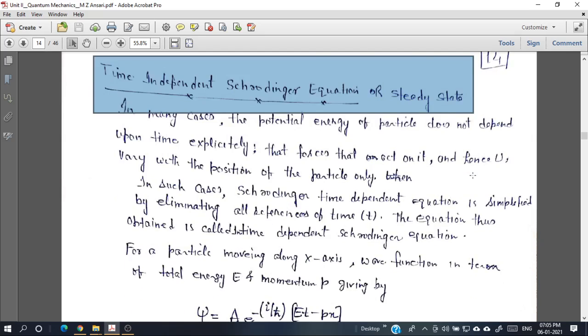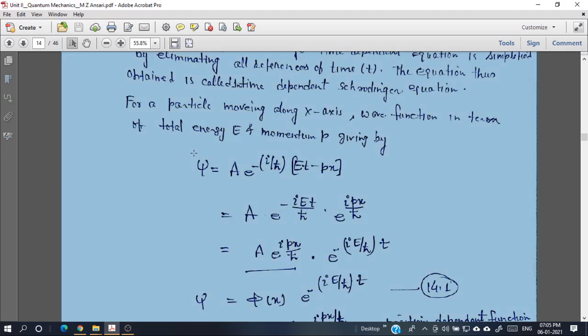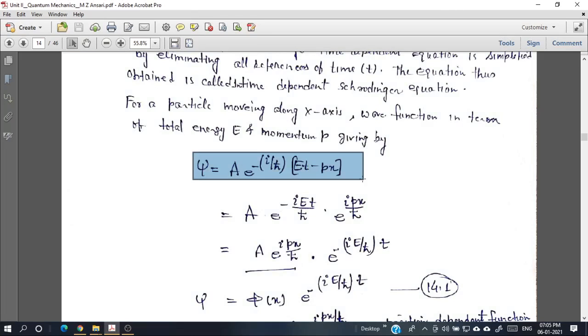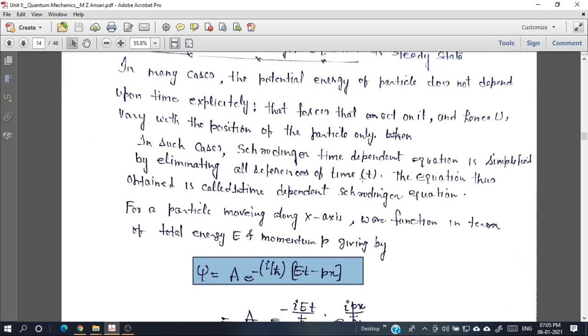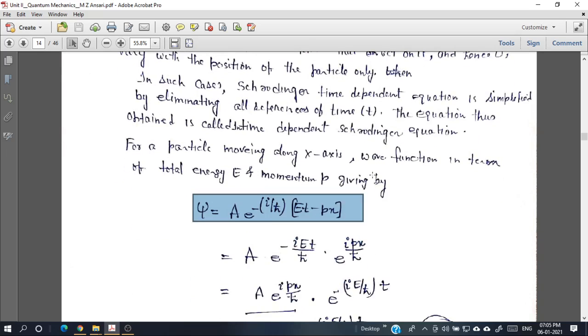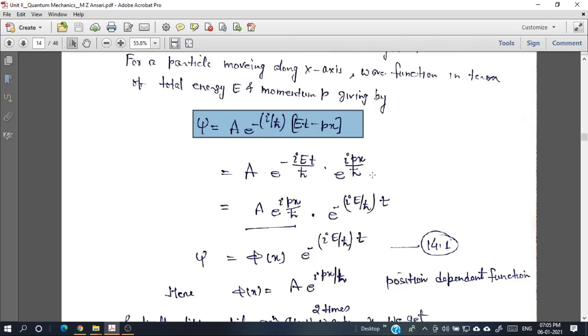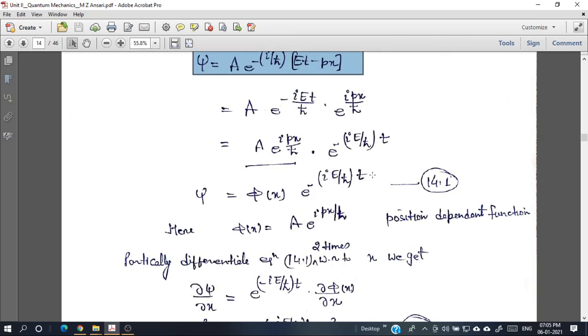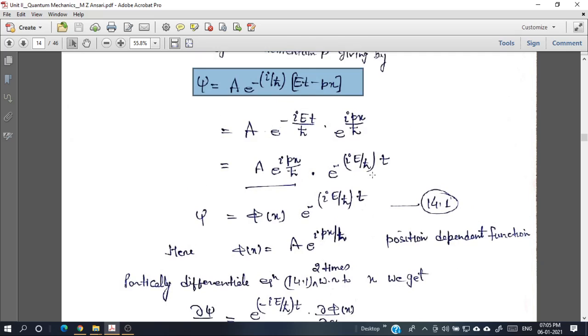Okay, so students, I have taken the equation, as you know, psi is equal to A e to the power minus i over h cross (Et minus px). I think you can study the theory I have written, so you can read. We want to eliminate this t, because this equation is the time independent form of the Schrodinger equation.